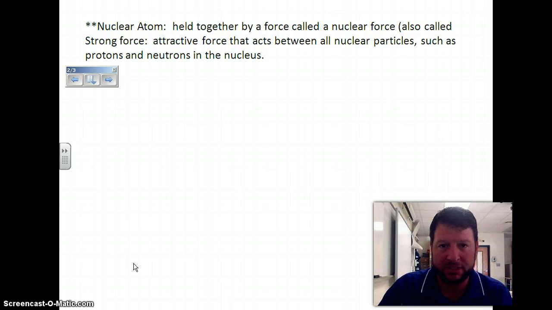Now remember, like charges repel and opposite charges attract. Inside the nucleus you have the positive protons attracting the negative electrons. Okay.